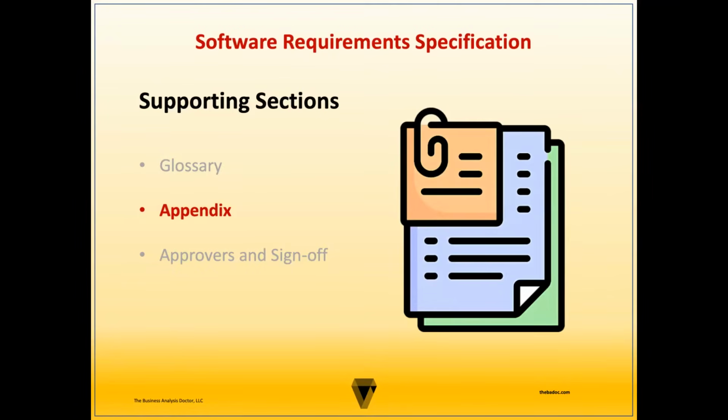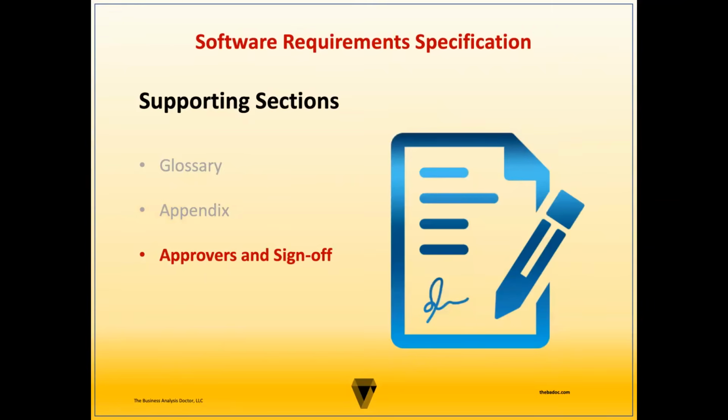The appendix includes any attachments or links to additional information outside of the actual SRS that are relevant to the project, such as diagrams, charts, or tables. And finally is the approvers and sign-off section. This section includes the signatures of all stakeholders with decision-making authority to indicate their approval of the software requirement specification.